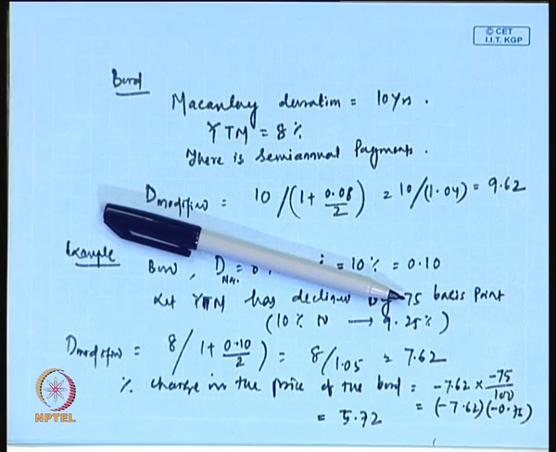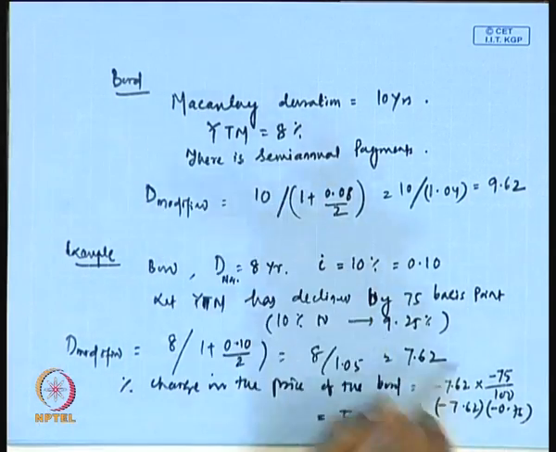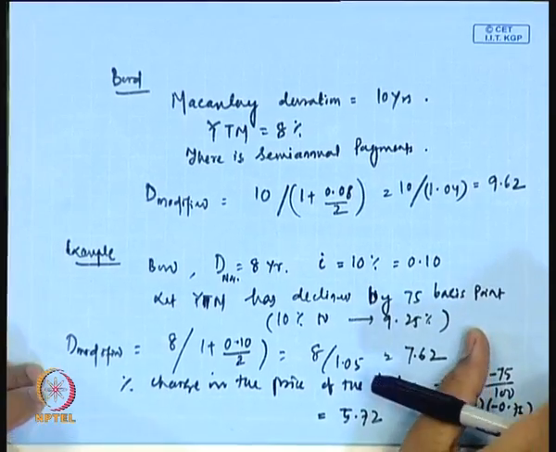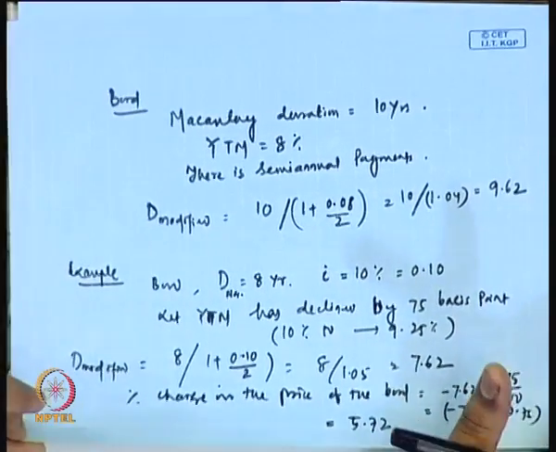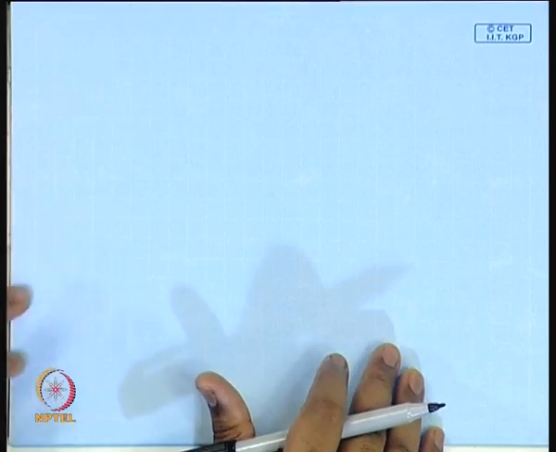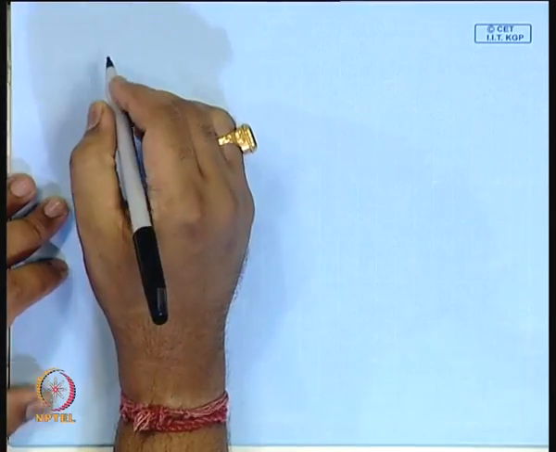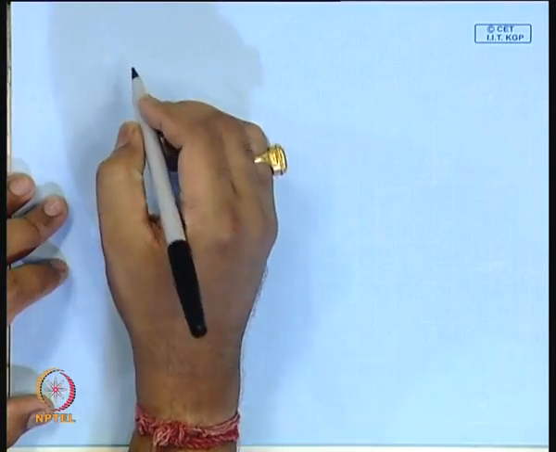So, therefore, if the price of a bond before the decline in interest rate was 900, then the price after the decline should be 900 multiplied by 1.05. What this 5.72 basically implies is about the bond price.